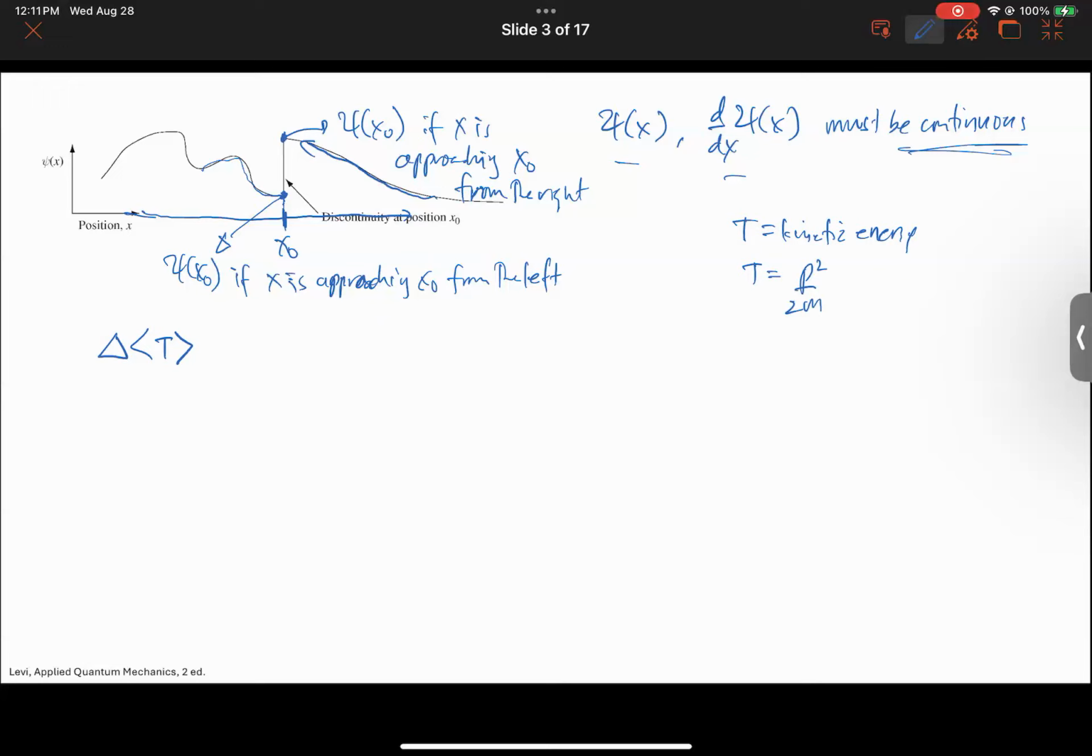Natutunan na natin na yung P squared is an operator, di ba? Yung P specifically is an operator, negative i h bar d/dx sa quantum physics. So we can write this ngayon as equal to negative h bar squared over 2m, integral ng psi star, d squared/dx squared psi dx.